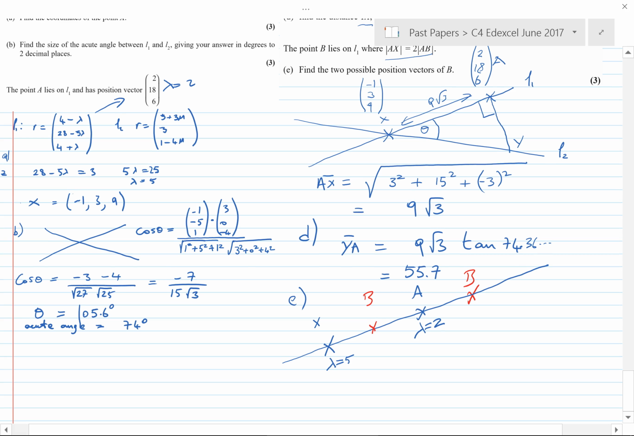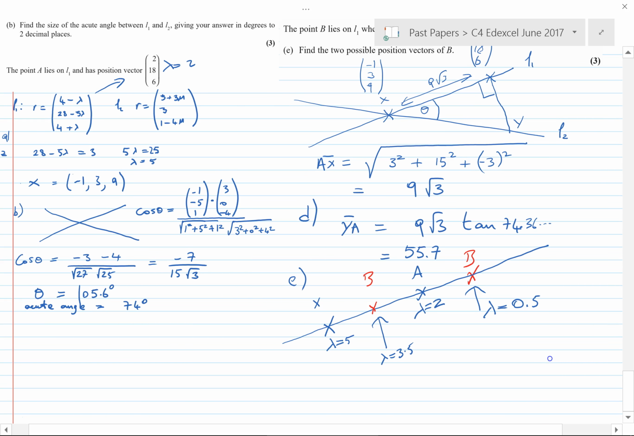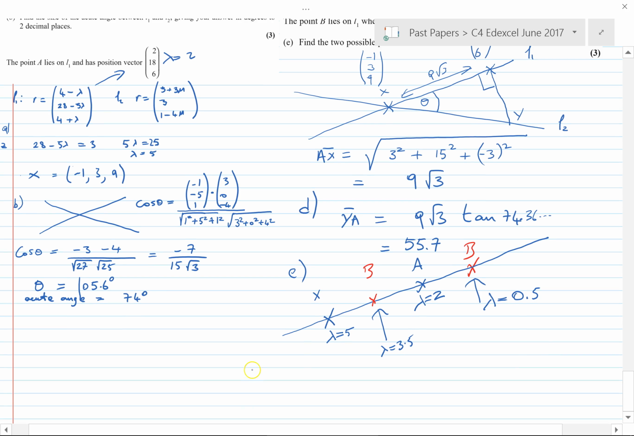So we can use this because this is halfway between the two, so lambda will have to be halfway between these two values, which will be 5 plus 2 over 2, so that's lambda equals 3.5, the midpoint of those two. And then we can see it's gone down 1.5 there, so we can go down another 1.5 there to get lambda equals 0.5. And then we can put those values for point B into our equation here.